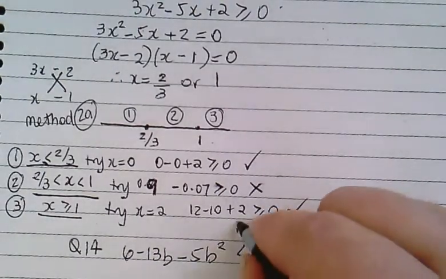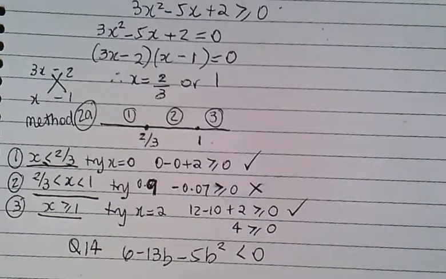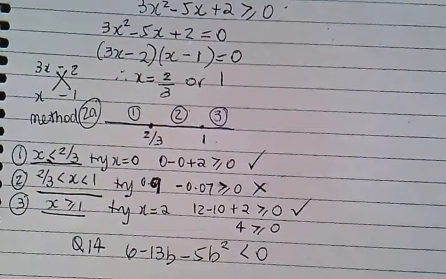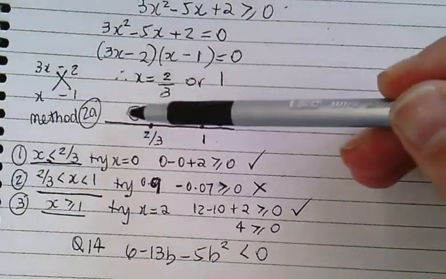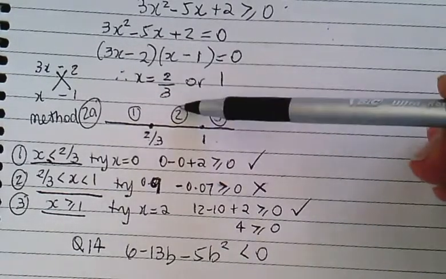4 is greater than or equal to 0. That's true. This is what you're going to find. You know how I've got 1, 2, 3 regions? You'll see in method 2 in a minute, 2b. If the first one works, the third one will generally work for a quadratic, and the middle one won't.